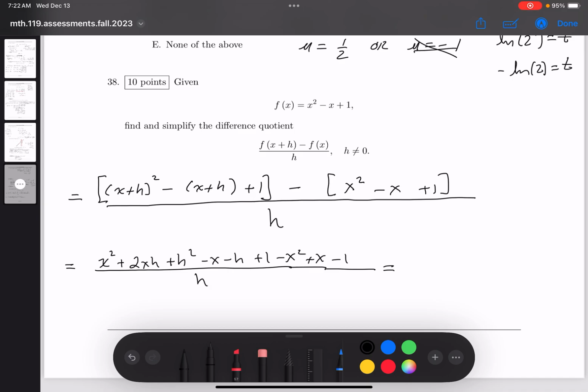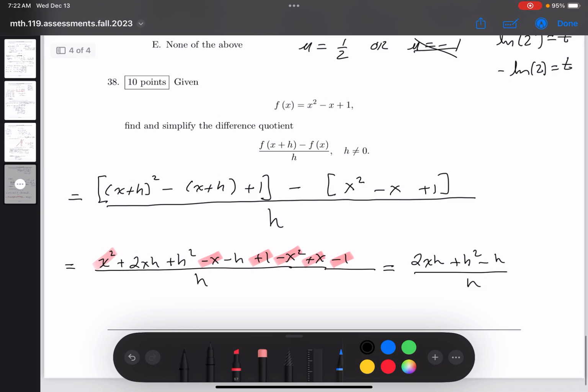As I'm doing this, I'm going to point out to you that some things really just disappear real quick, by the way. So, for example, x squared minus x squared, they're gone. The x minus x, that's gone. The 1's gone. What are you left off with? Let's write this down. You're left off with 2xh plus h squared minus h over h.